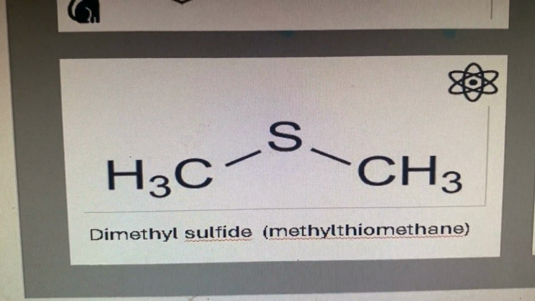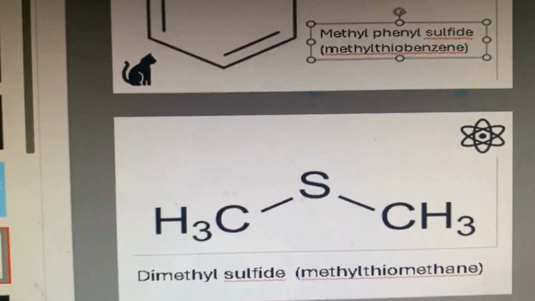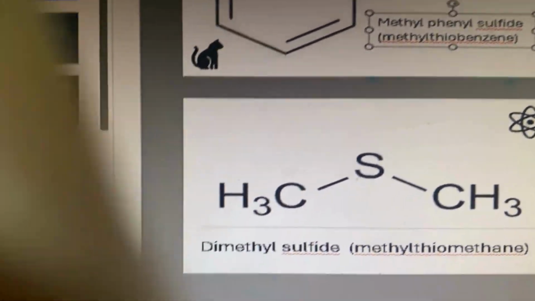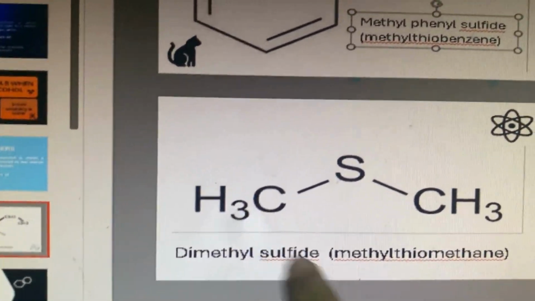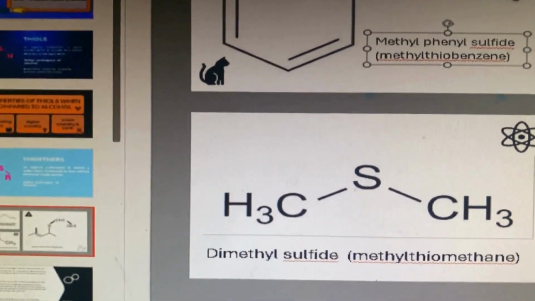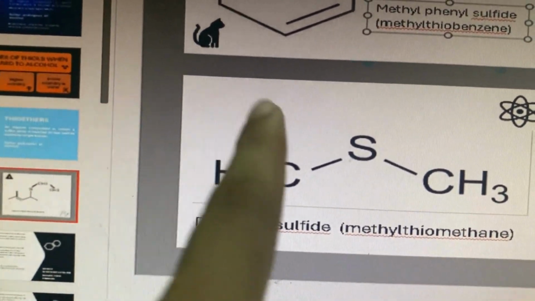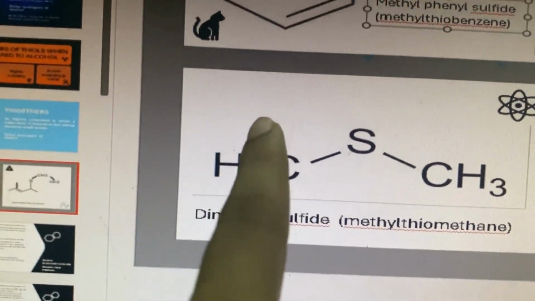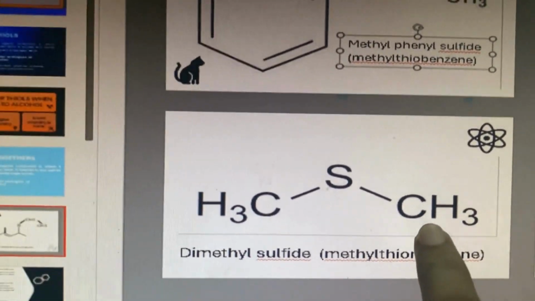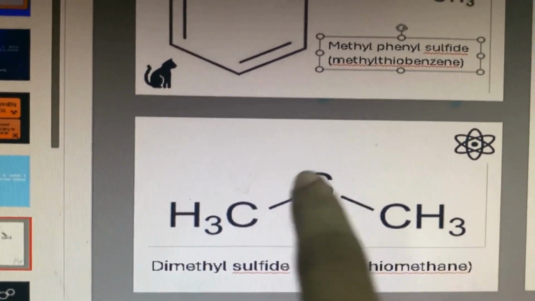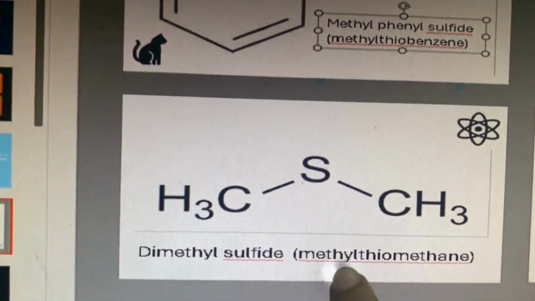Here we have dimethyl sulfide. The IUPAC name would be methylthiomethane. So again, it's just like naming symmetrical ethers. Since we have both methyl and methyl, we only have to choose one of them to become the base. So we will choose either. Let's say we will choose this hydrocarbon on the left, so methane. And again, we will consider this as a substituent, so methyl. We will have to add thio because of sulfur, so the IUPAC name then becomes methylthiomethane.